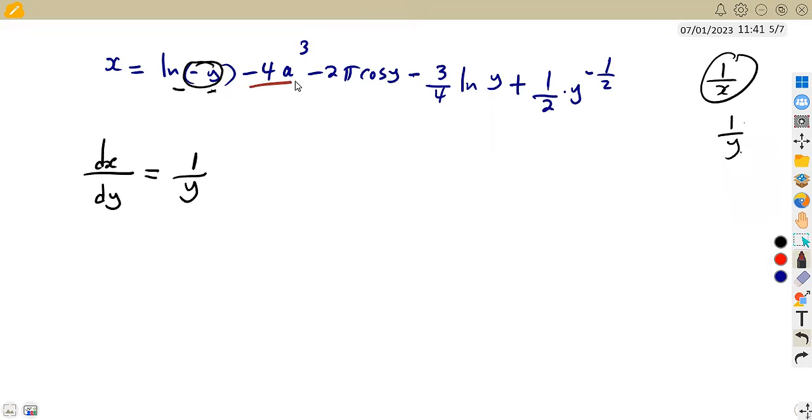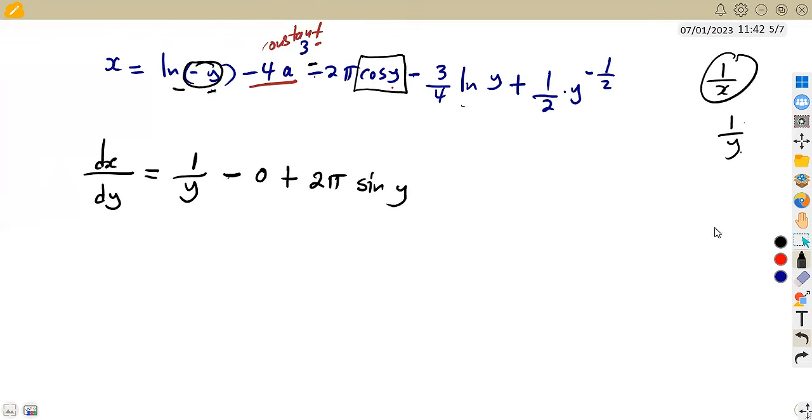Then we have got 4a to the exponent of 3, which we do not have y in this case. So this becomes a constant. And we know that the derivative of a constant gives us a 0. So this one is going to give us a 0. Okay, minus 2 pi cos. Remember, the derivative of cos gives us a negative sign. So we are going to have a negative and a negative, which is going to be a positive. So it's positive 2 pi sine y in this case.